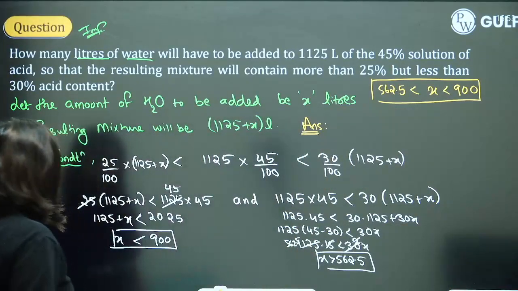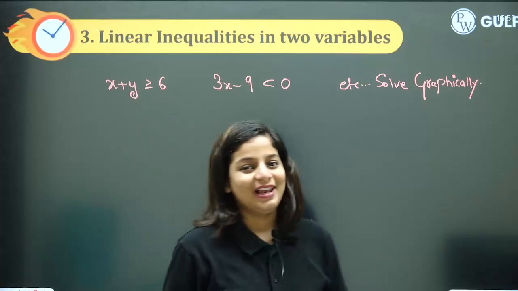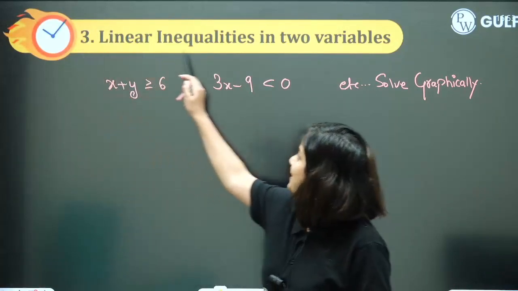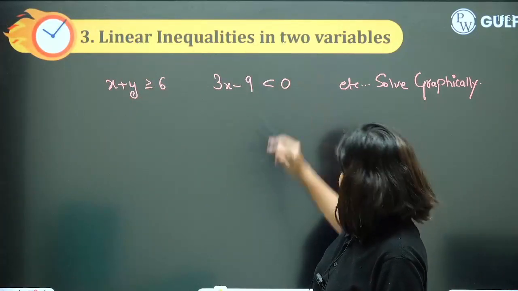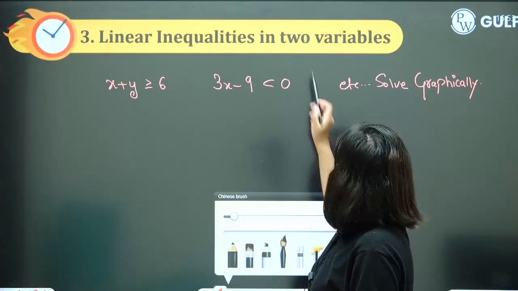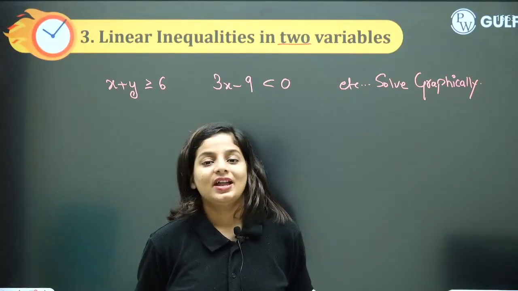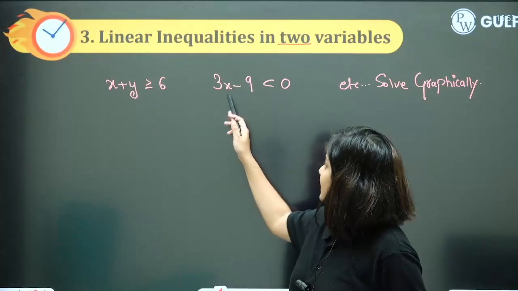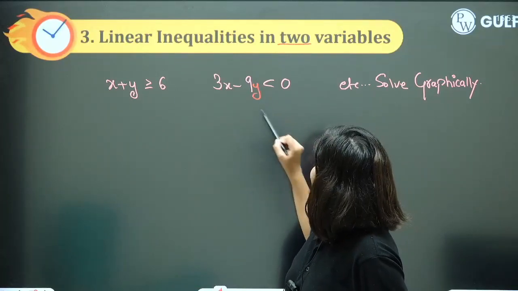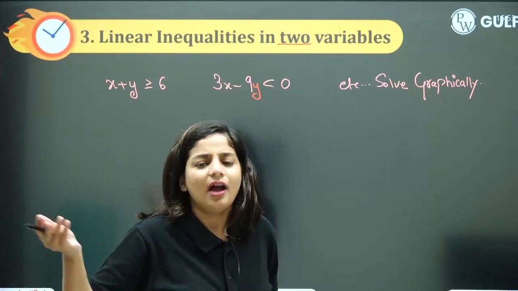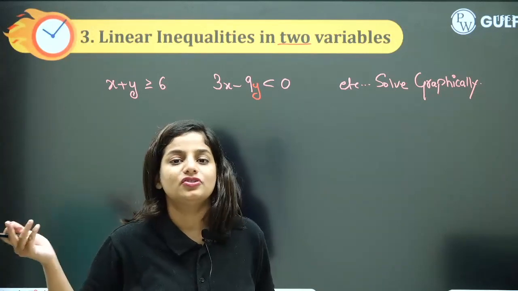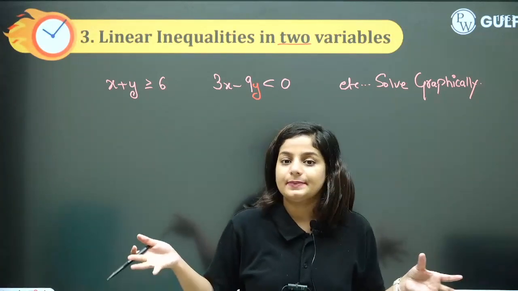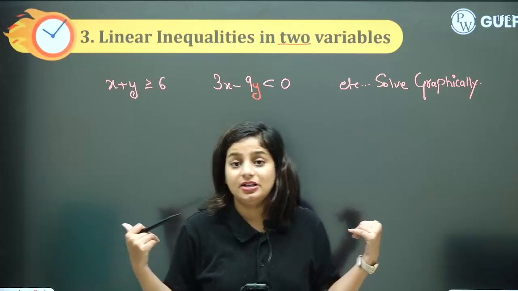Done? Very good. Let's move to two variables. We will now understand for two variables. That means if it has x and y, how do we solve such inequalities? One variable we were dealing with so far, right?